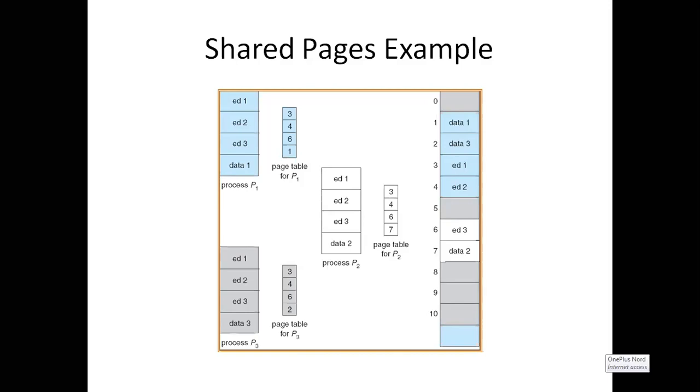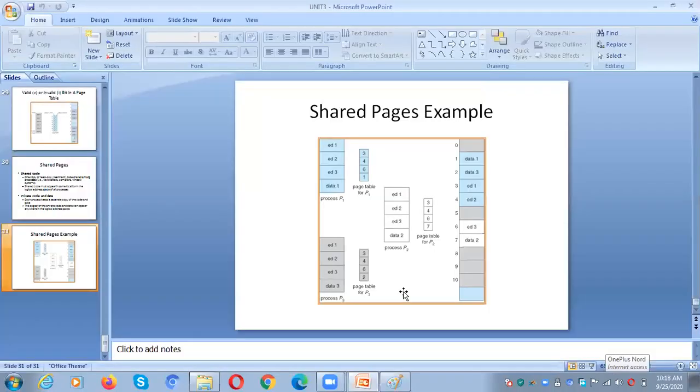Whereas data 1, data 2 and data 3 are individual to the process. That means they are private data to the process. So whenever it is private data, it needs to be kept separately in the frame. It is not copied to other processes. That is the reason why data 1 is kept in the frame 1 and data 2 is kept in the frame 2 and data 3 is kept in the frame 7. Okay. Did you get my point?